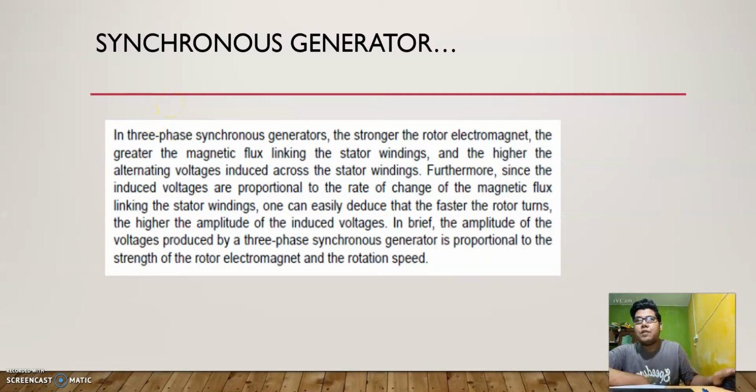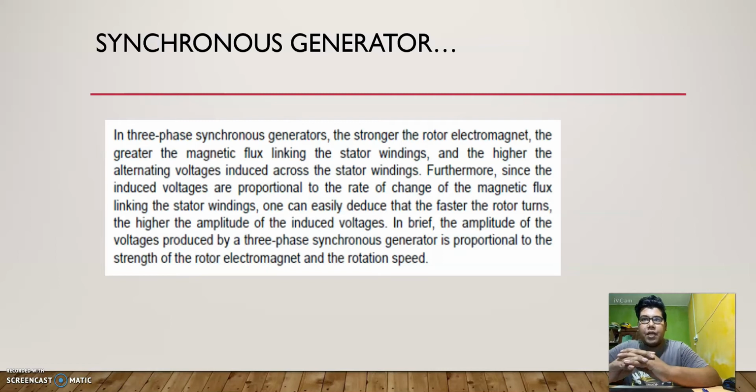So, synchronous generator. In a three-phase synchronous generator, the stronger the rotor electromagnet, the greater the magnetic flux linking the stator winding, and the higher the alternating voltage induced across the stator windings. Furthermore, since the induced voltages are proportional to the rate of change of the magnetic flux linking the stator winding, one can easily deduce that the faster the rotor turns, the higher the amplitude of the induced voltage.